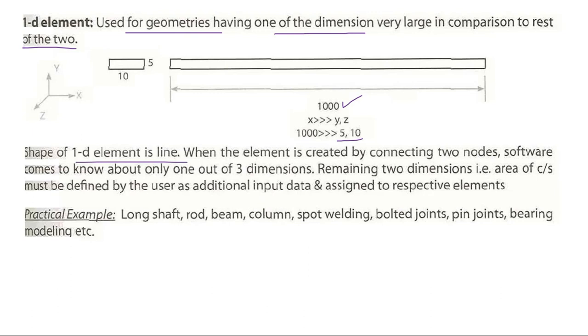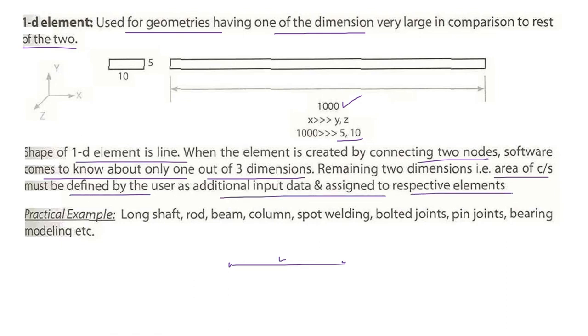When the element is created by connecting two nodes, the software comes to know only one out of three dimensions. Once you make two joints and make a line, it automatically knows the length. But the other two dimensions we need to define. That's why the area of the remaining two dimensions, that is the area of cross section, must be defined by the user as additional input data in the respective elements. Practical examples we have seen: long rod, shaft, beam, column, spot welding, bolted joints, pin joints, bearing modeling. All these things we will see later.